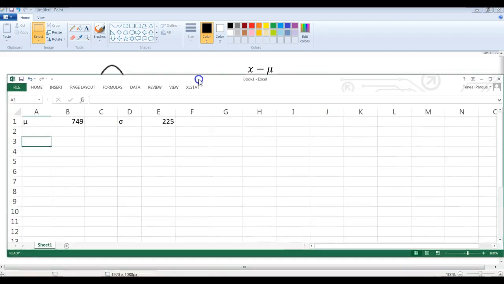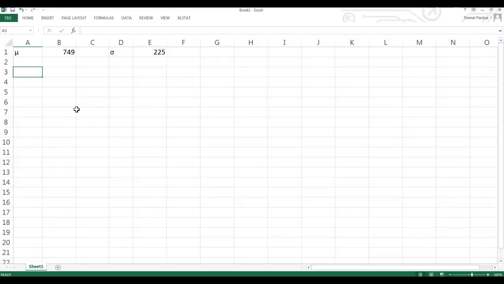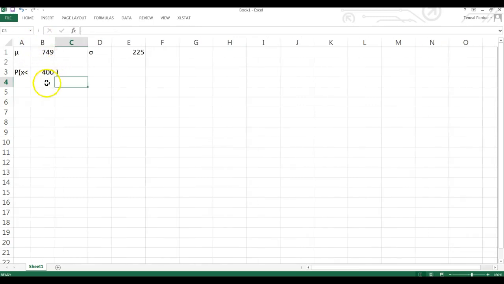For part A, they say find the probability, so P of the family expenses for the weekend is less than 400. All right, so that's P of x less than 400. I know that's a little bit awkward spacing, but I want to be able to do the math in Excel.